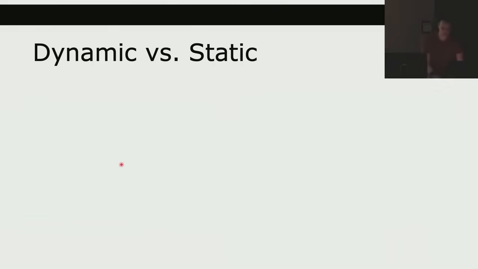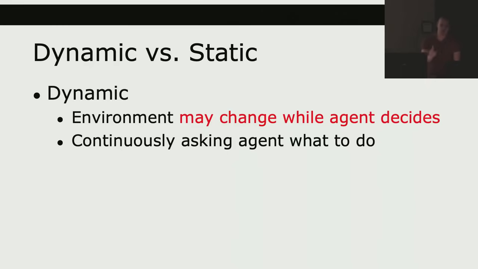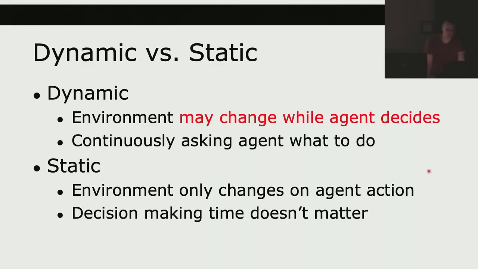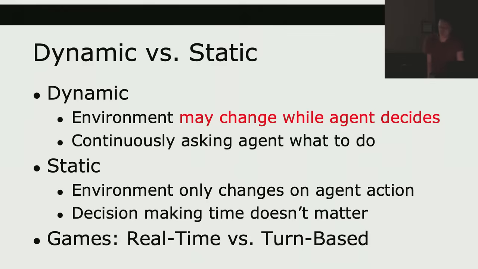Dynamic versus static. Dynamic environments may change while the agent decides what to do. They are continuously asking the agent what to do, like a real-world robot, right? If it's about to go off a cliff and it doesn't do something, it's going to go off the cliff. In a static environment, the environment only changes when the agent takes an action. So decision-making time wouldn't matter. So a game of chess, the pieces aren't moving around. Now, you may have a game of chess where you have a clock, so let's just ignore that. But the decision time-making doesn't matter. In games, these are called real-time games. Those are dynamic. And turn-based games, which are static.